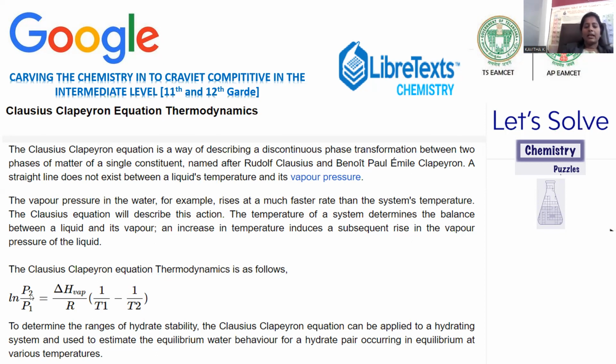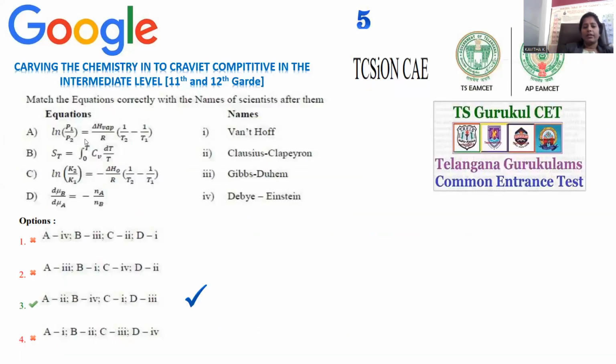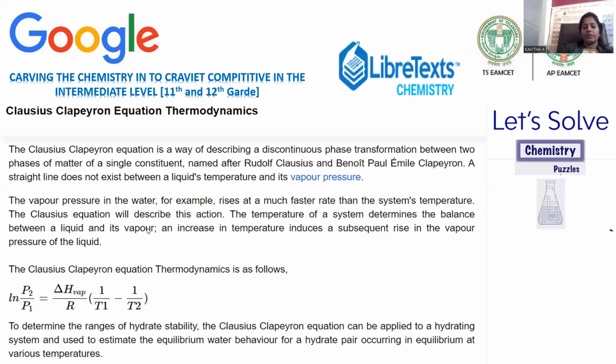According to them, ln P2 by P1 is equal to delta H vapor by R into 1 by T1 minus 1 by T2. So this is a relation between the pressure difference and the temperature difference. P2 is the final pressure, P1 is the initial pressure. T1 is the initial temperature, T2 is the final temperature. This relation is given by Clausius and Clapeyron, which is mentioned in option A, and that is 2.